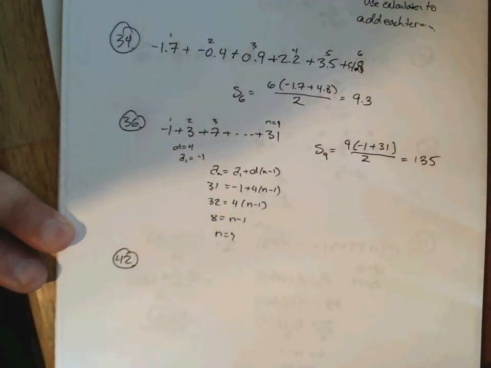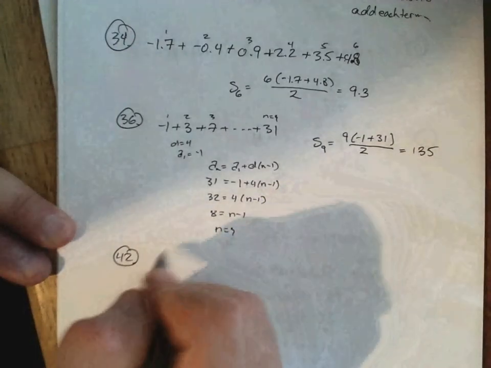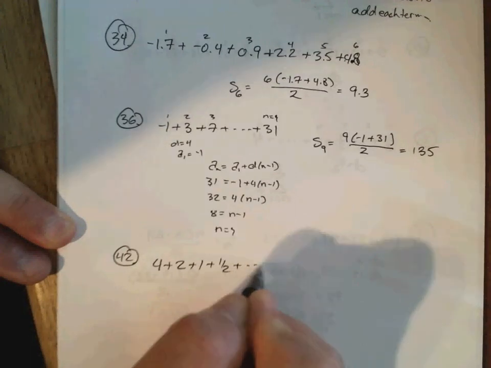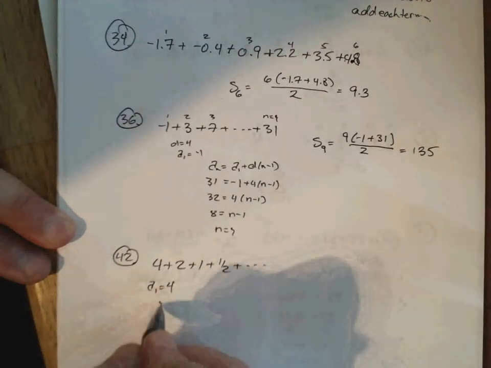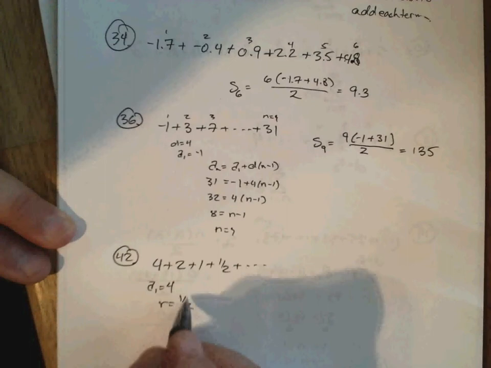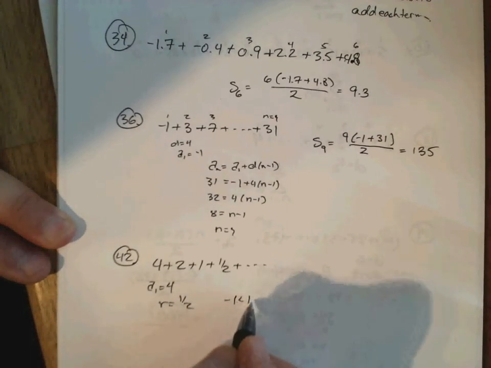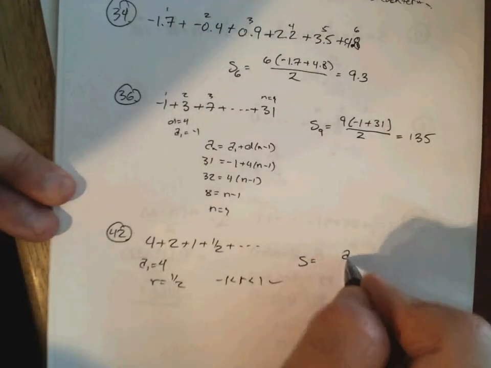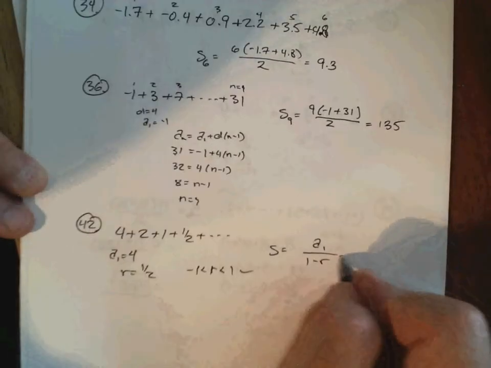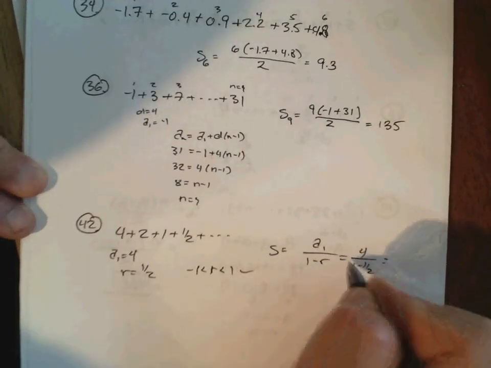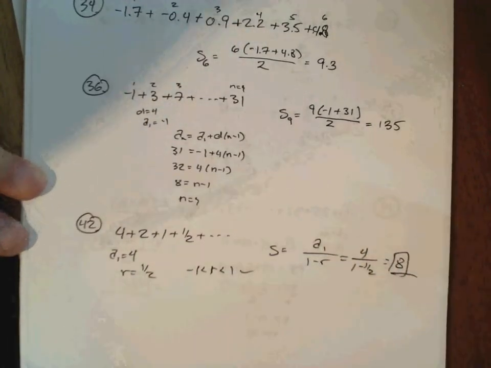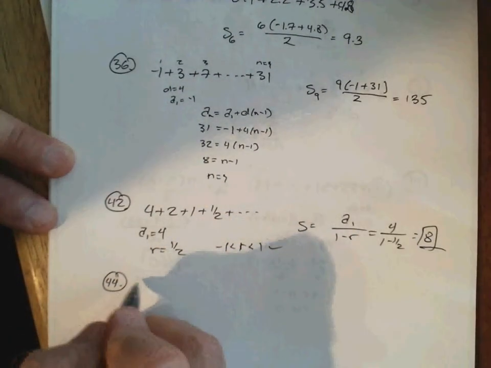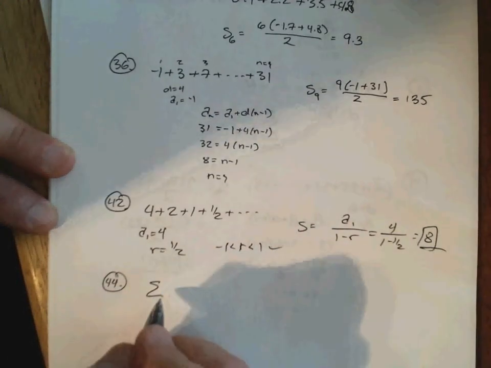All right, let's take a look at number 42. Okay, for the following exercise, find the sum of the infinite geometric series. 4 plus 2 plus 1 plus a half. Okay, so a sub 1 is 4, and the common ratio is a half. That common ratio is between negative 1 and 1, so that works. And that means that the infinite sum is a1 over 1 minus r. So that's 4 over 1 minus a half. 4 over a half is 8. There's your sum. And finally, number 44.